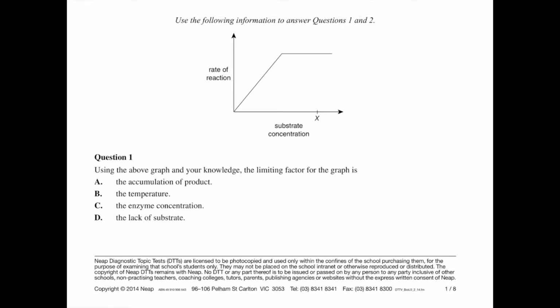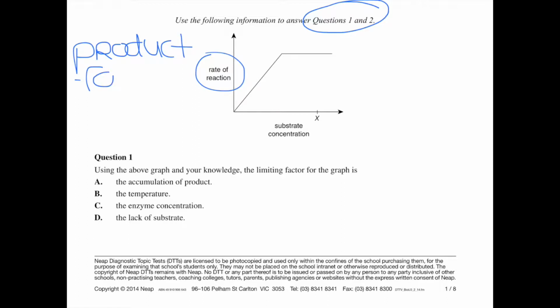All right, so let's go through this. Using the following information to answer questions 1 and 2. Now, I always like to annotate things before I even read the questions. So again, we've got the rate of reaction. That's how fast product is being formed, so the rate at which that's occurring. It's not the product that's being formed, it's how fast product is being formed.